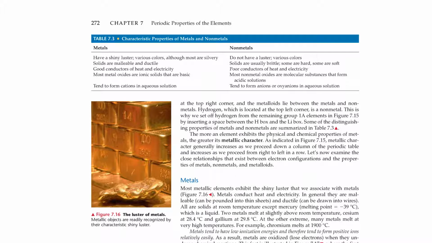The more an element exhibits the physical and chemical properties of metals, the greater its metallic character. As indicated in Figure 7.15, metallic character generally increases as we proceed down a column of the periodic table and increases as we proceed from right to left in a row. Now let's examine the close relationship that exists between electron configurations and the properties of metals, nonmetals, and metalloids.